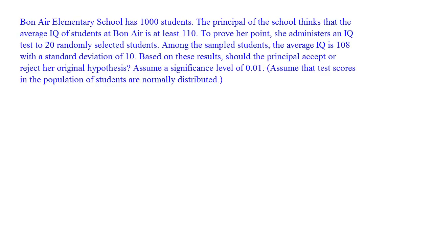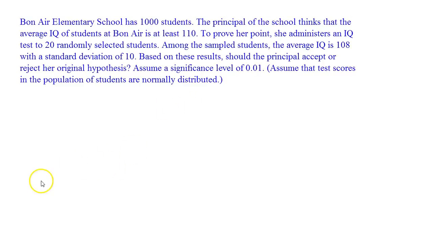All right, so Bon Air Elementary School has 1,000 students. The principal of the school thinks that the average IQ of the students at Bon Air is at least 110. To prove her point, she administers an IQ test to 20 randomly selected students. Among the sampled students, the average IQ is 108 with a standard deviation of 10. Based on these results, should the principal accept or reject her original hypothesis, assuming a significance level of 0.01? Assume that the test scores in the population of students are normally distributed.